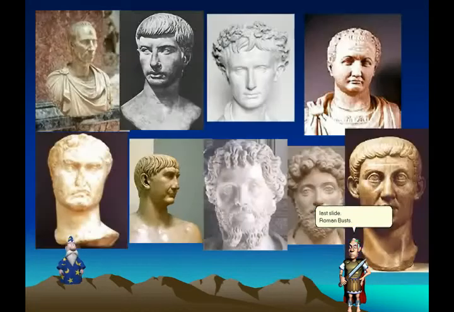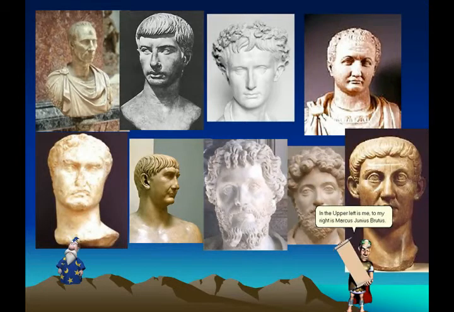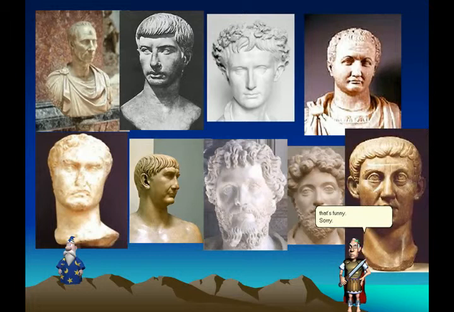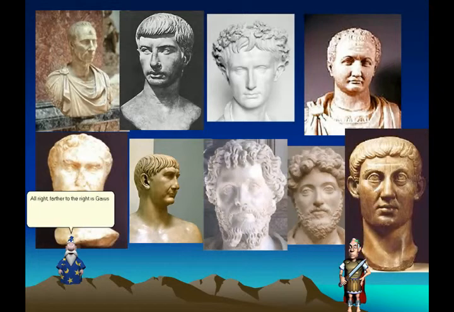Roman busts. Roman photos would be the only way to describe these pieces of art. In the upper left is me, to my right is Marcus Junius Brutus. Let me read you this one from a book. Died 42 BC. Now that is funny. Sorry. Says here he was one of the prime movers in the assassination of Julius Caesar. No kidding. Alright, farther to the right is Gaius Octavian, better known to his friends as Augustus, first emperor of Rome. Last in the top line is Titus Flavius Vespasian, emperor from 79 to 81.